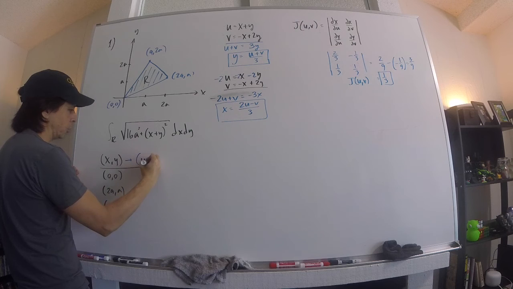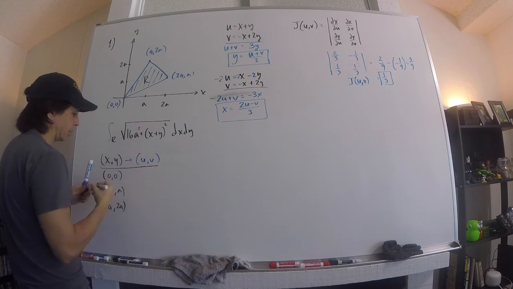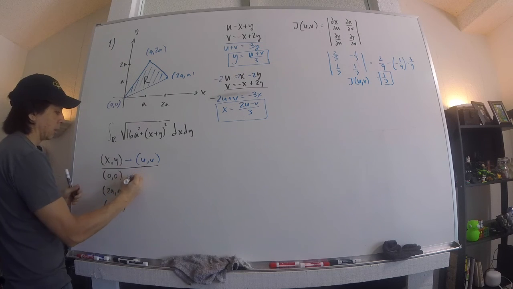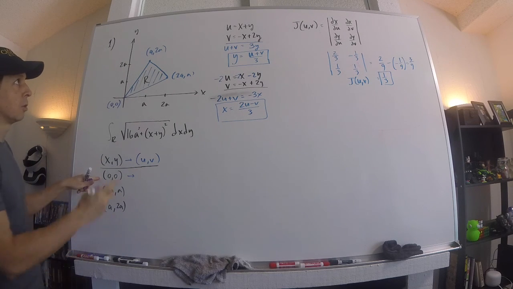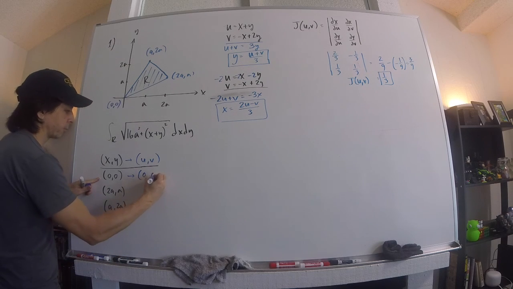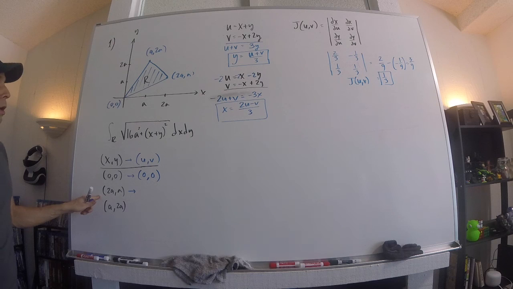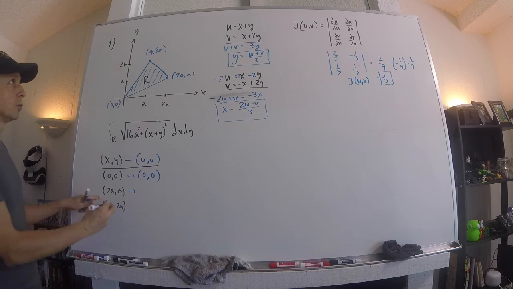We're going to transform it to u and v. And again, I'm going to do it mentally. x and y, x is 0, y is 0. That's u is going to be 0. v is also going to be 0. Okay, x is 2a, y is 2a. When I add them for u, it's going to be 3a.